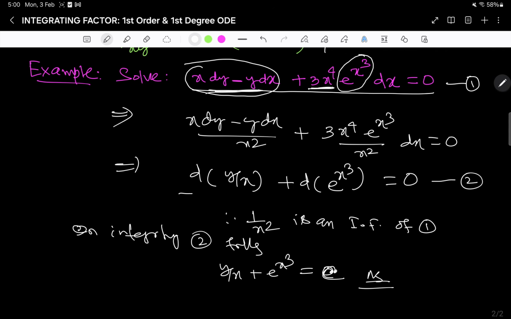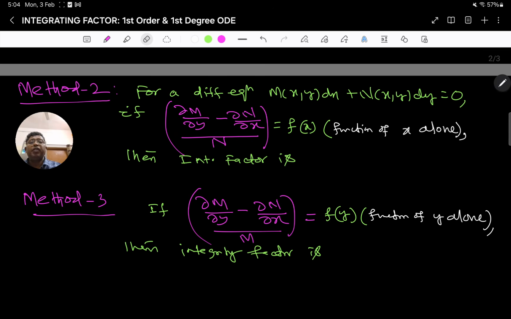So once we bring it to d of something, it means it is exact. No need to check the exact condition then. Now these inspections may not strike your mind. So let us see some rules to get the integrating factor. Now coming to method 2.